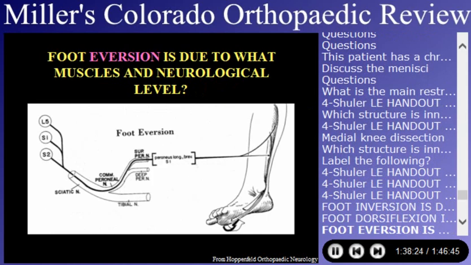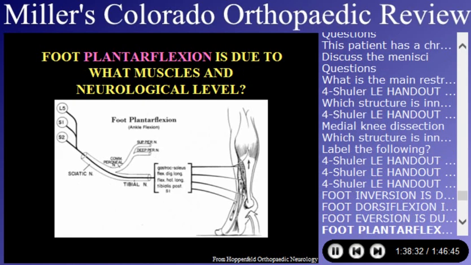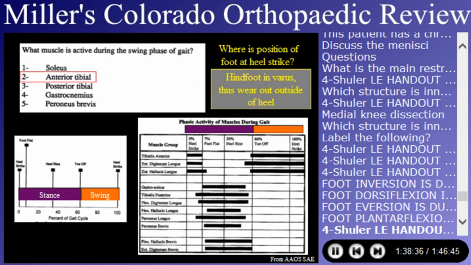Eversion, superficial peroneal nerve, peroneus longus and brevis. Plantar flexion, tibial nerve, S1 innervated. What muscle is active during the swing phase of gait? Just think about it. You've got to clear your foot. Otherwise, people with foot drop, the reason why they have that higher gait is just to clear their foot. So what muscle is going to fire? Tib ant.